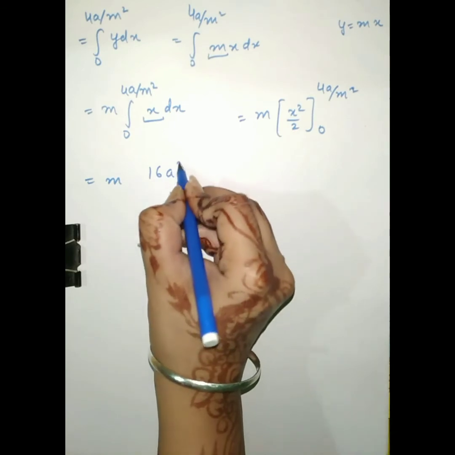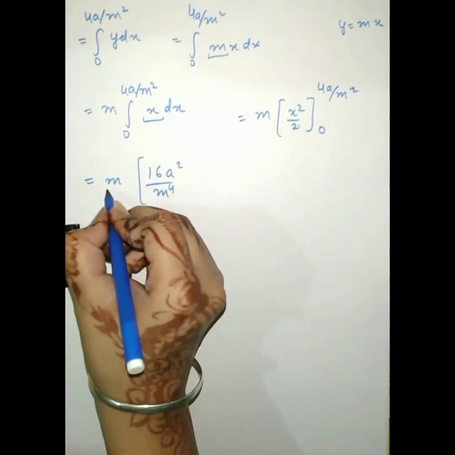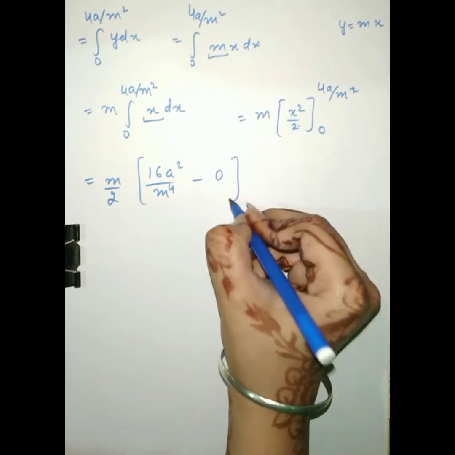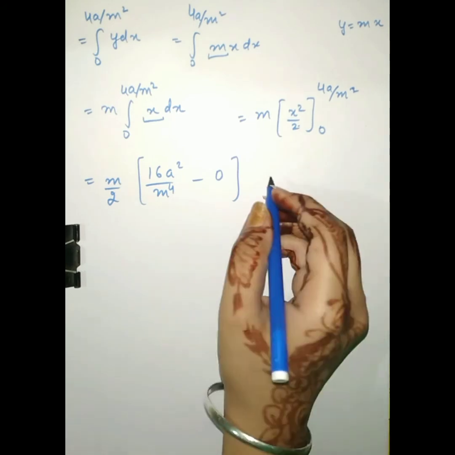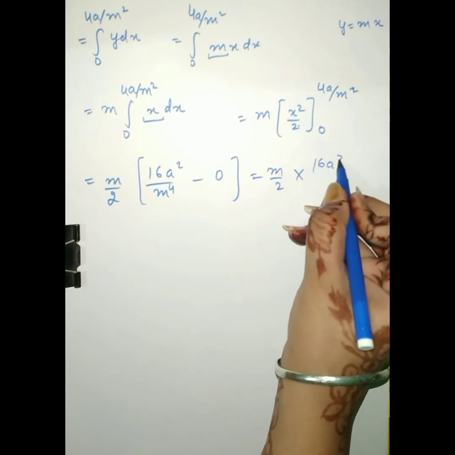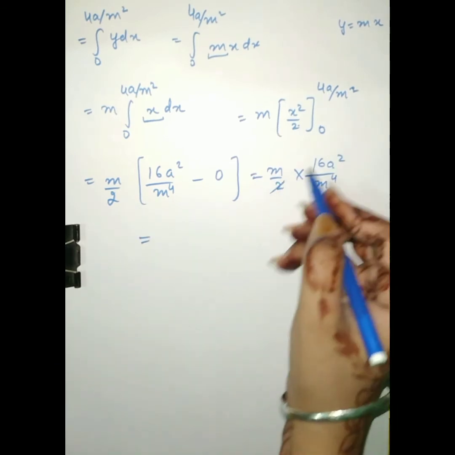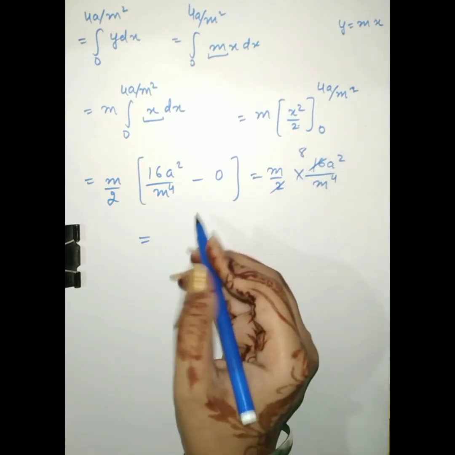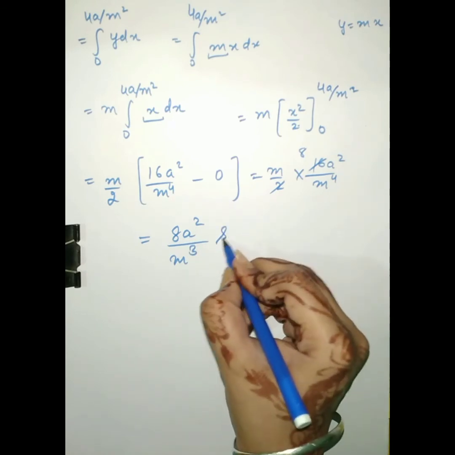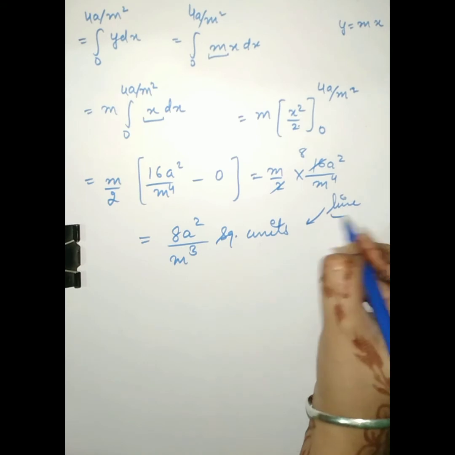16a square upon m raised to the power 4, and the m also outside. Then minus the lower limit, it will become 0. So we get m upon 2 into 16a square upon m raised to the power 4. So it will become by cancellation 8 a square upon m cube square units. So this is the area which is bounded by the line.